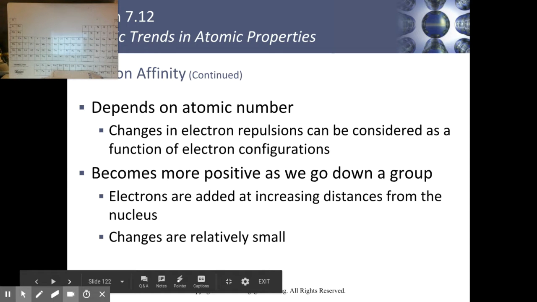So the electron affinity of an atom, how badly does the atom want that electron, depends on the atomic number. Changes in electron repulsions can be considered as a function of electron configurations. Again, if you have an electron configuration where you have 3 electrons kind of all evenly distributed, but then you have the one that has to share, that's going to change the affinity or the ionization energy. So electron affinity becomes more positive as we go down a group. Electrons are added at increasing distances from the nucleus, and the changes are relatively small.